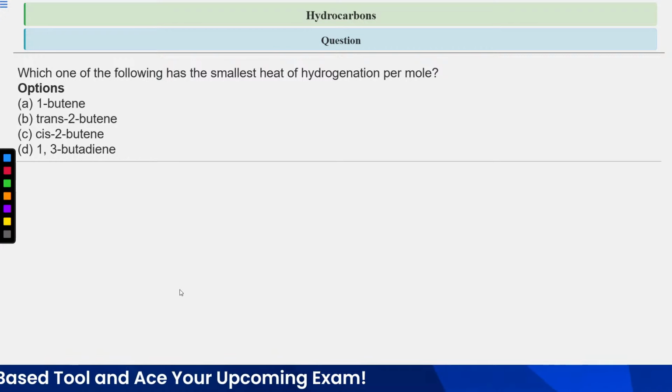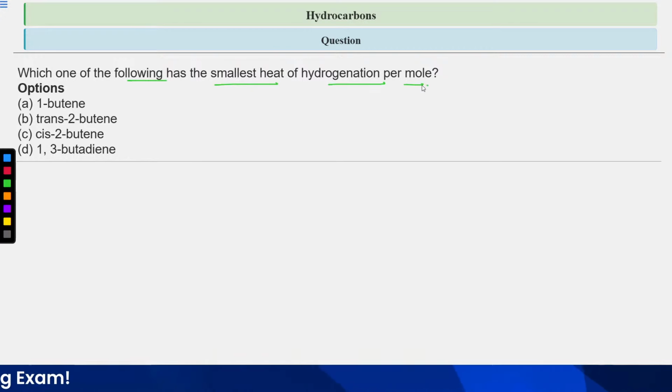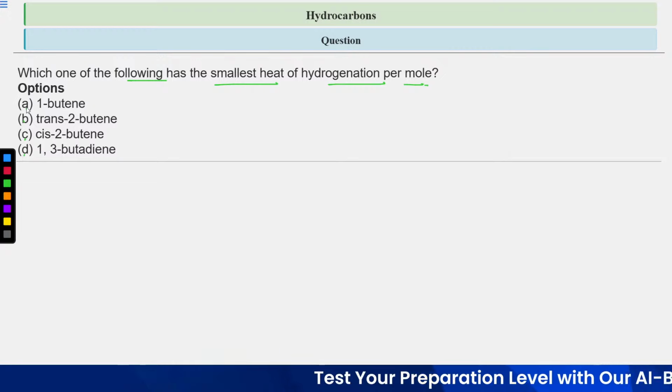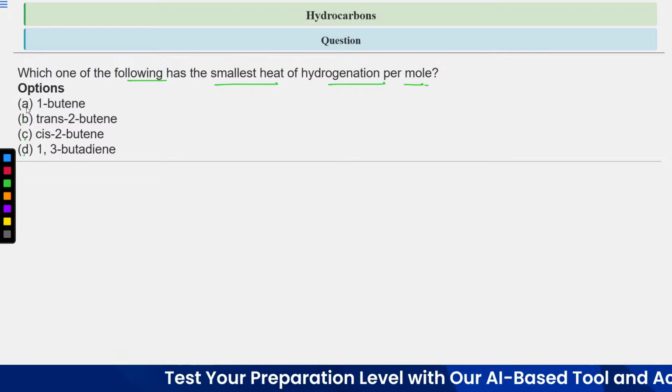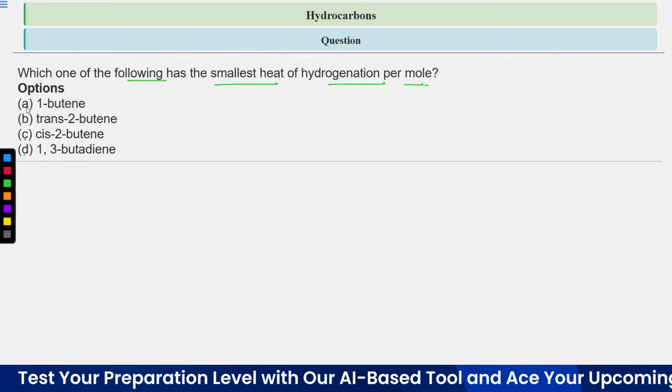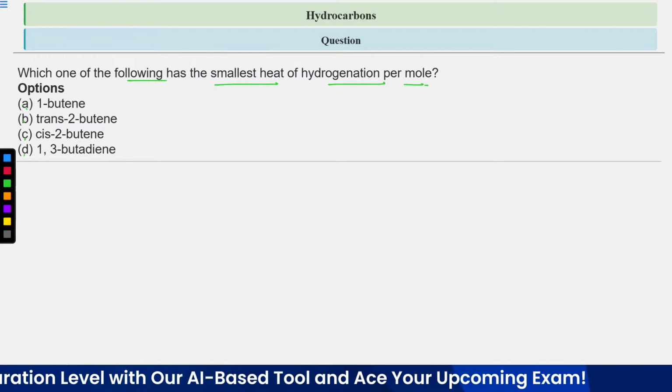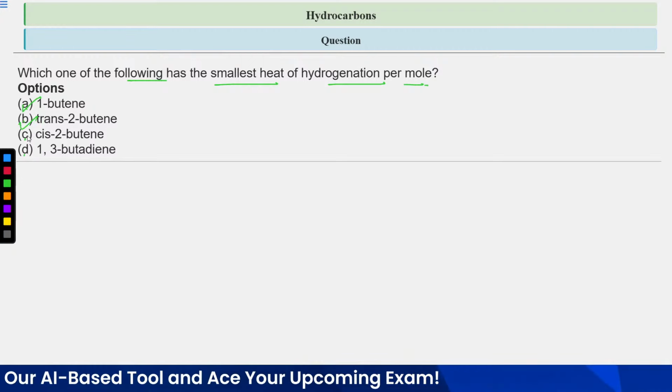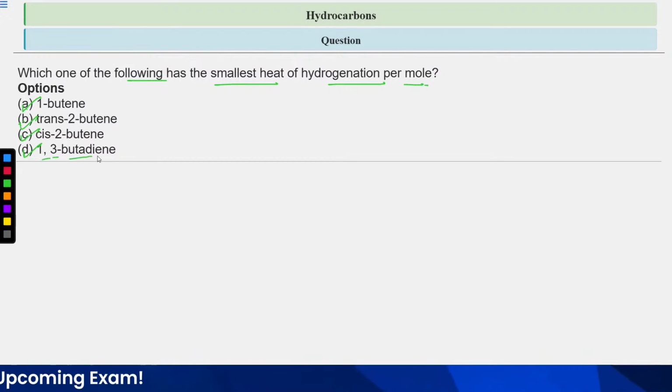Which one of the following has the smallest heat of hydrogenation per mole? From the options, we have to tell which one has the smallest heat of hydrogenation per mole. Options are 1-butene, trans-2-butene, cis-2-butene, or 1,3-butadiene.